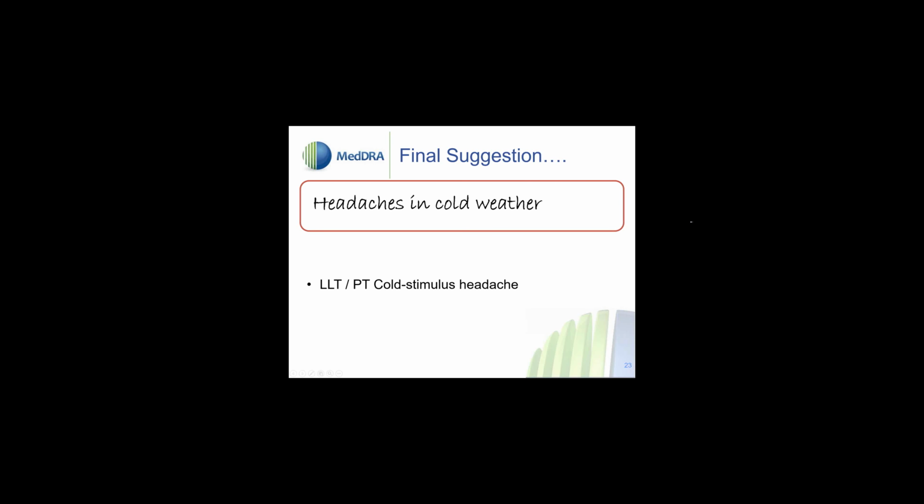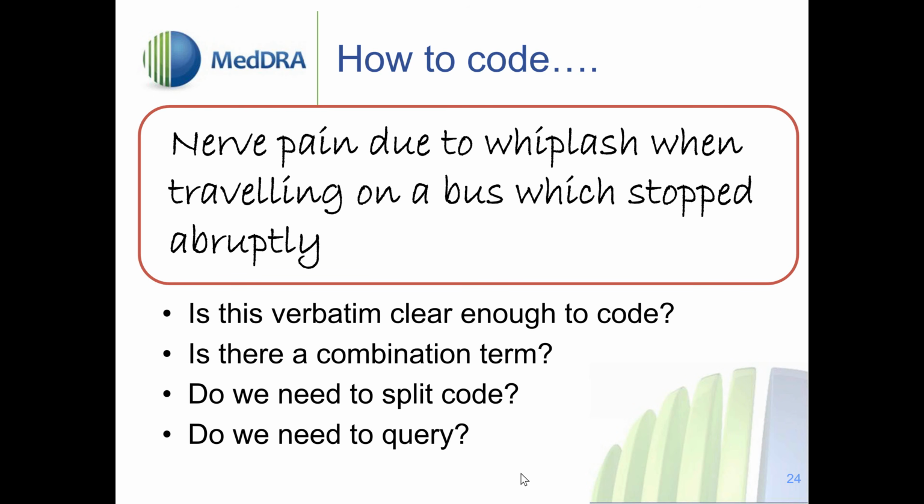So our next example is nerve pain due to whiplash. Oh, let me see where I'm... Have I shared my... no, let's try again. There we go, that's better. Nerve pain due to whiplash when travelling on a bus which stopped abruptly.